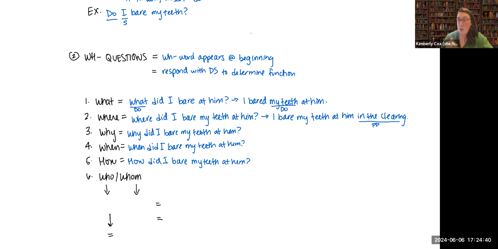Now, who and whom are two relative pronouns, is what they're called. But I want to discuss them a little bit before I give you examples of what those sentences look like.